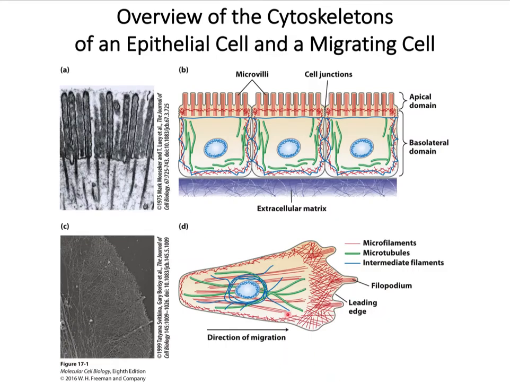So this is an overview of the cytoskeletons of epithelial cells. In the top panel, you can see an epithelial cell, and you can see a migrating cell at the bottom. In the illustration, these microfilaments are in red, the microtubules are in green, and the intermediate filaments are right here. They are in dark blue, and the nucleus is the light blue oval.